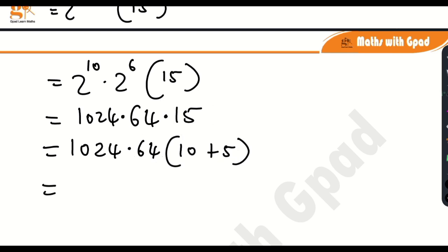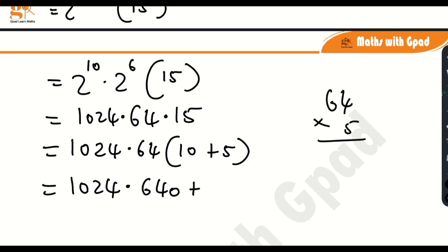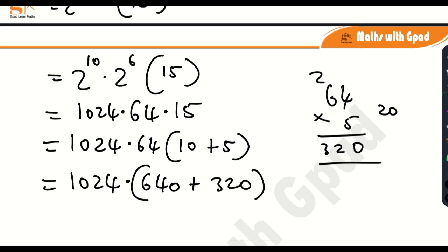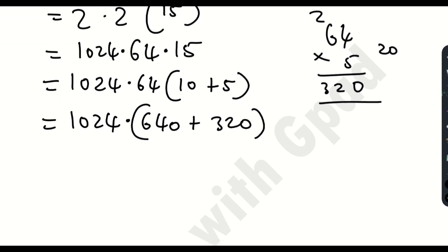Okay, so this is equal to 1024. If you multiply 64 by 10, you will get what? 640. So times 640, then plus, what is 64 times 5? It's easy to do, right? So 64 times 5, 5 times 4 is 20, write 0, carry 2. 5 times 6 is 30, plus 2 is 320. So we wrap this in a bracket. Now, let us proceed. So this will be equal to 1024.